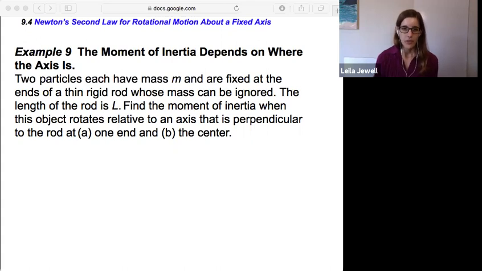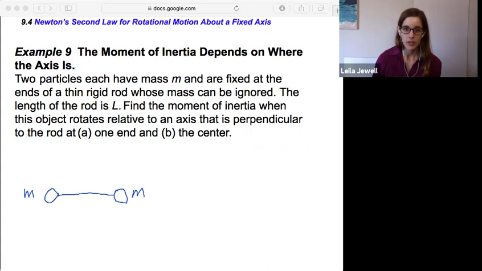Right. So part of the challenge here is even picturing what's going on. So we have this thin rod that's really just a connecting point between two particles, each of mass m. Those are the important parts of the picture. We have these two masses m. What's different between A and B?